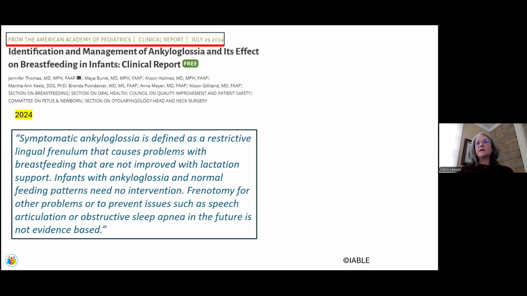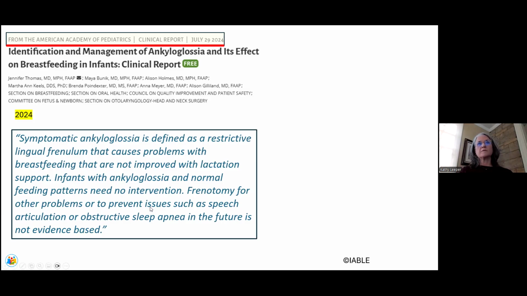The American Academy of Pediatrics finally last year came out with a statement about tongue tie. And I bolded what I felt was one of their synopsis: symptomatic ankyloglossia, so causing trouble tied down tongues, is defined as a restrictive frenulum that causes trouble with breastfeeding that is not improved with lactation support. Infants with ankyloglossia, normal feeding patterns need no intervention. So if it looks like the tongue maybe is tied down a little, but the baby is able to eat without pain and get plenty of milk, then there's no need to do anything.